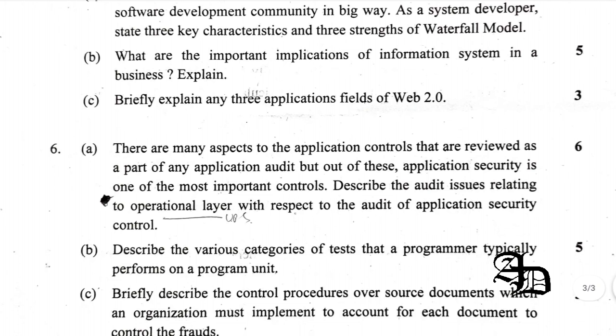6A was related to discuss the audit issues relating to the operational layer with respect to the audit of application security control. So here the major audit issues of the operation layer regarding application security audit can be: user accounts and access rights to be checked, password controls should be there, segregation of duty should be there, and segregation you can divide further, like the record keeper of an asset must not be an asset keeper, and a cashier who creates a cash voucher in the system must not have the right to authorize payment, etc.